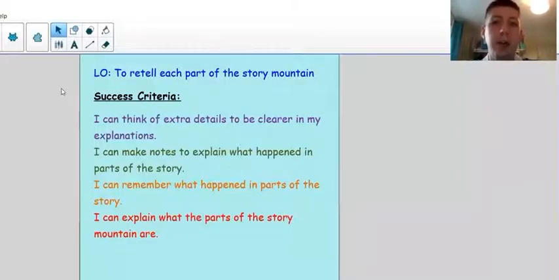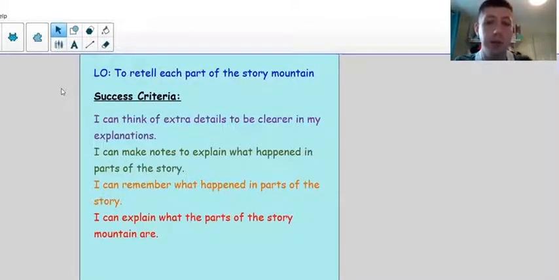For our literacy lesson today, we are going to be retelling each part of the story mountain of the story of Adelita. So to be successful in today's lesson, we're going to see if we can explain what the parts of the story mountain are. We're going to see if we can remember what happened in parts of the story. We're going to see if we can make notes to explain what happened in different parts of the story. And we're going to see if we can think of any extra details to be clearer in our explanations. And that's going to make it easier to do work later on in the week.